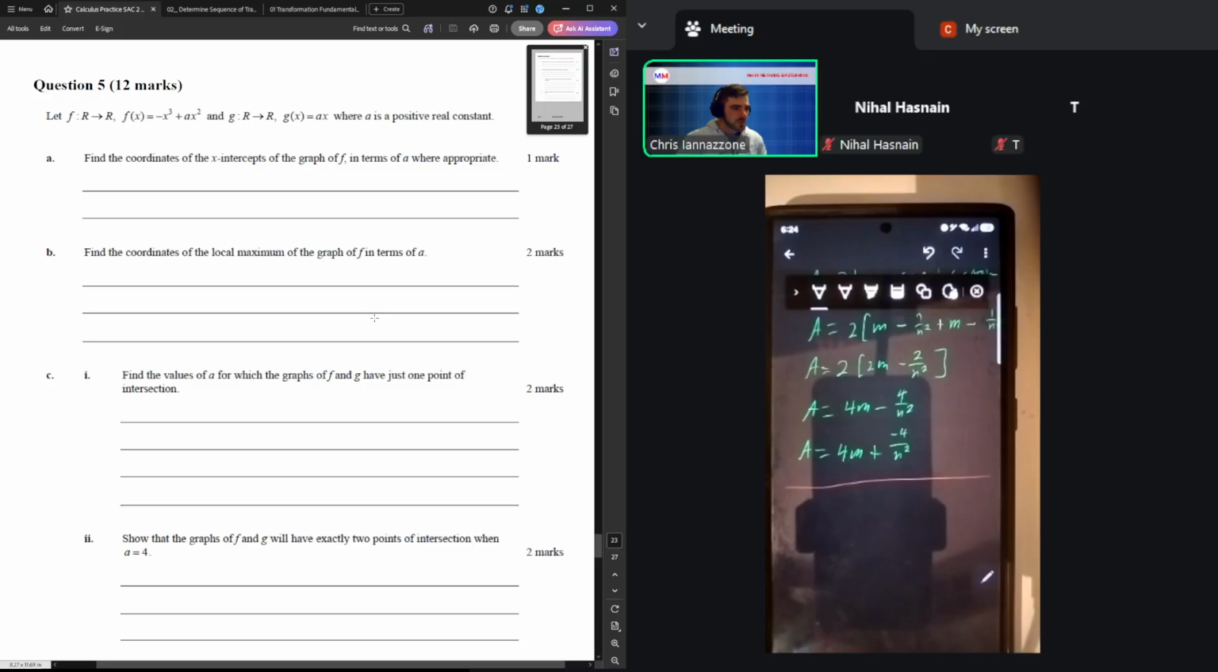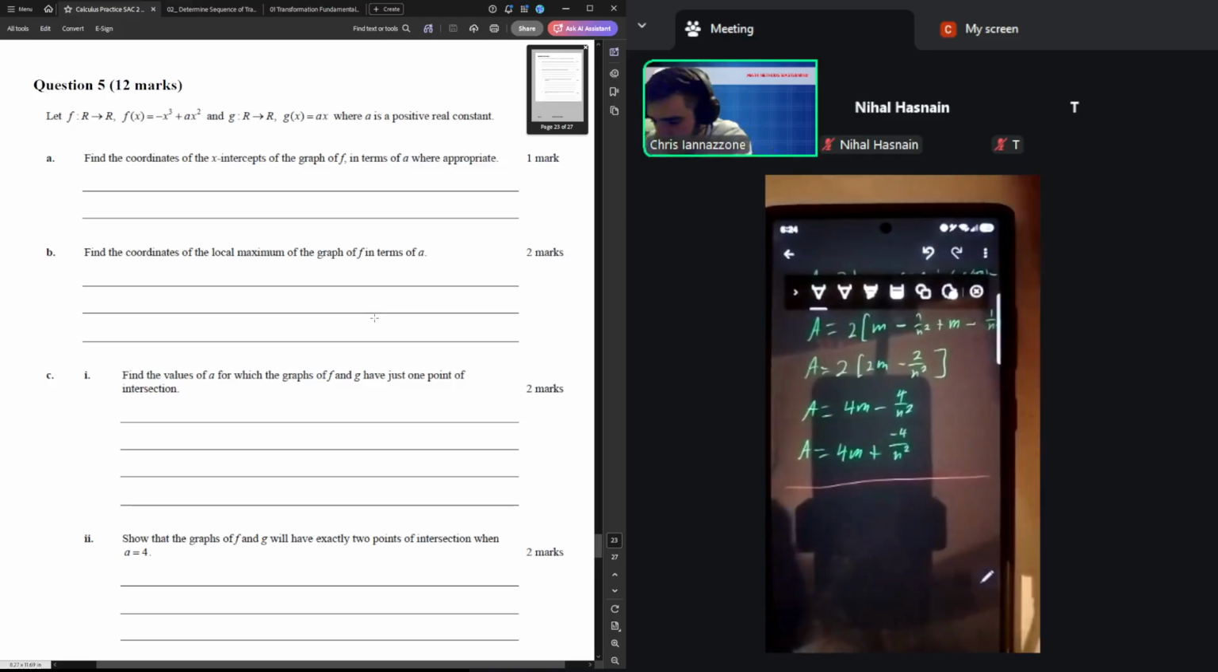Okay, these should be a nice refresher with some simple starting questions. Finding the x-intercepts of a function. I don't even think we need to talk about it at all. X-intercepts are always solved by y equals 0. So let's do that.